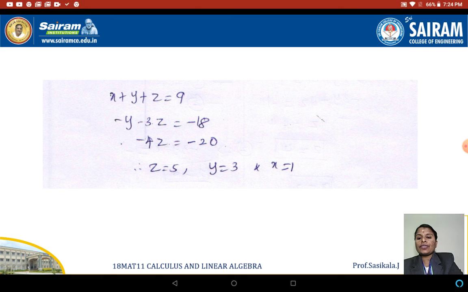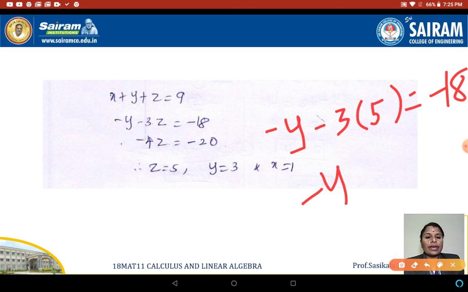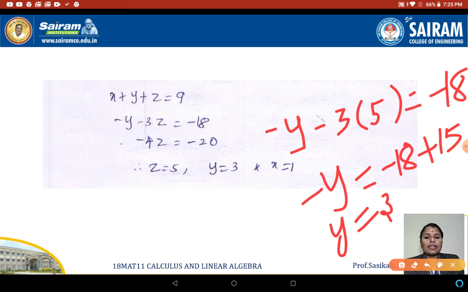So what is your second equation? To get your y value, substitute your z value. Minus y minus 3 into 5 is equal to minus 18. So simplify that. Minus y is equal to, here it is 15, it will go to the other side, minus 18 plus 15, isn't it? So you have a minus 3. So y will be plus 3. That's what is written. Y is equal to plus 3.